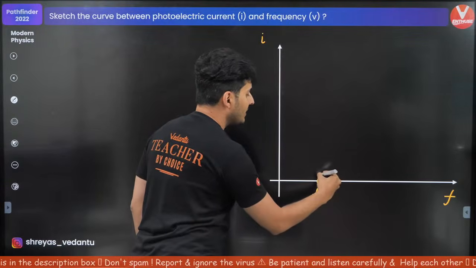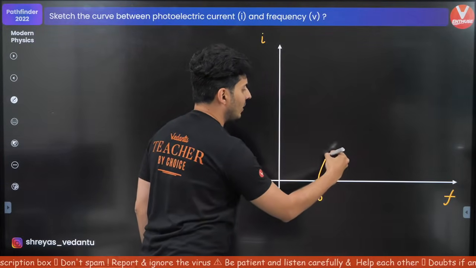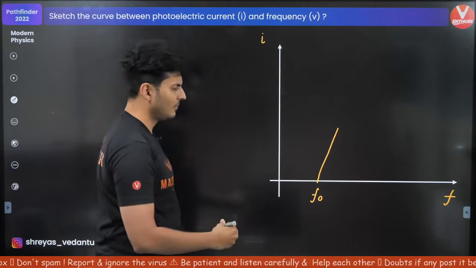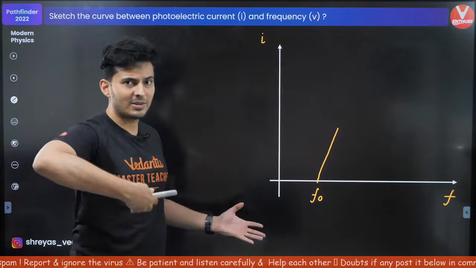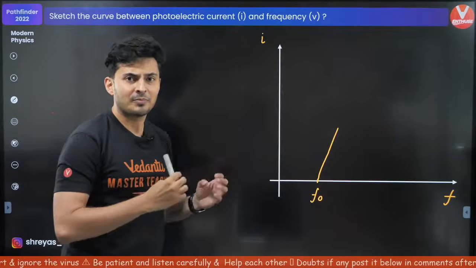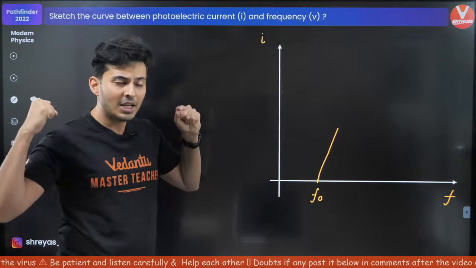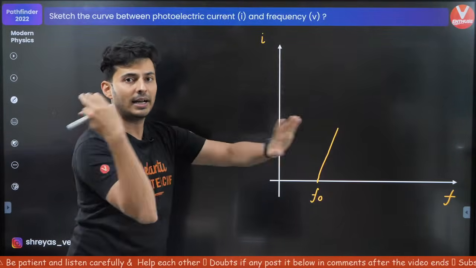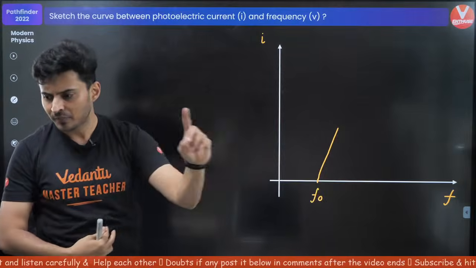If I keep on increasing the frequency, the current also increases. Very interesting. That's obvious now. More the frequency, more energy, more electrons have lot of energy. So if they have lot of energy, more current will be flowing in the circuit.